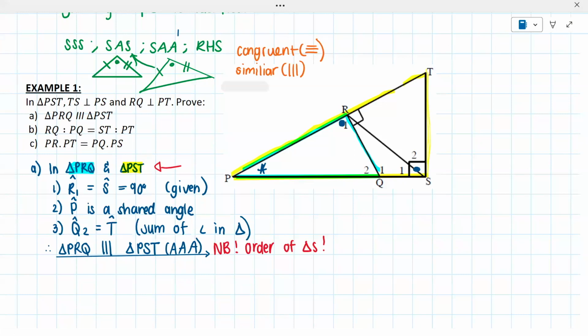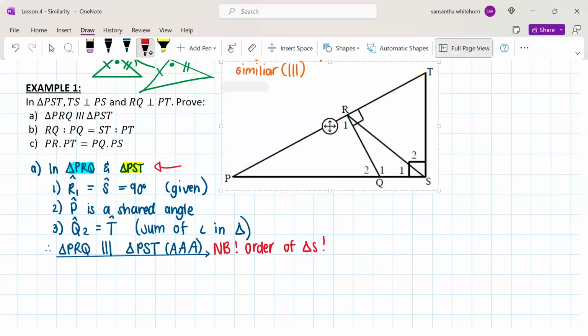So question B is asking us for the ratio of RQ to PQ is equal to ST to PT. Now those ratios, remember, essentially we've already proven that everything's in proportion. So we've already proven that the ratio of sides is equal. But we need to make a mathematical statement to that effect. The way we do that is as follows. And I'm just going to take my green and my yellow highlights here, so it'll be a bit easier to see. So we do this as follows.